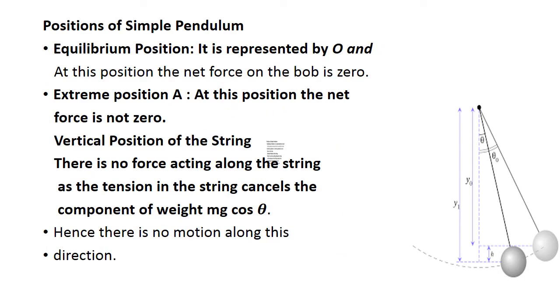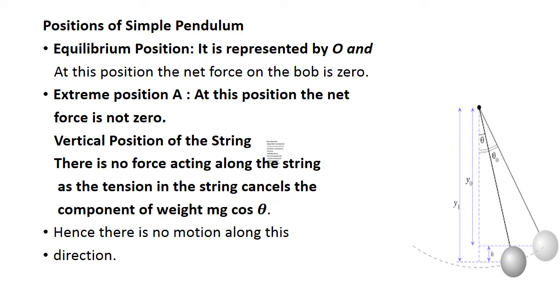Okay students, now after observing the structure of the simple pendulum, we have to see among how many positions this pendulum vibrates. The first position is the equilibrium position or mean position, represented by O, and at this position no net force acts on the bob. Then there is extreme position A. At this extreme position the net force is not zero, because the pendulum is under the influence of a restoring force.